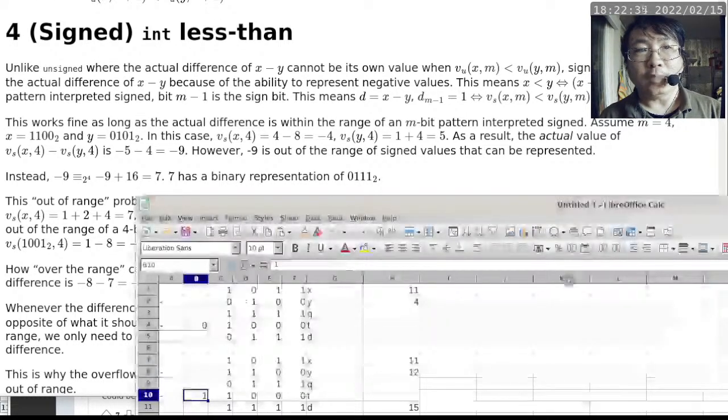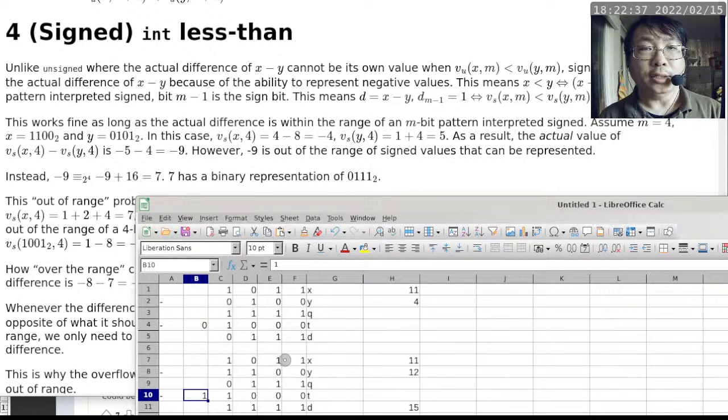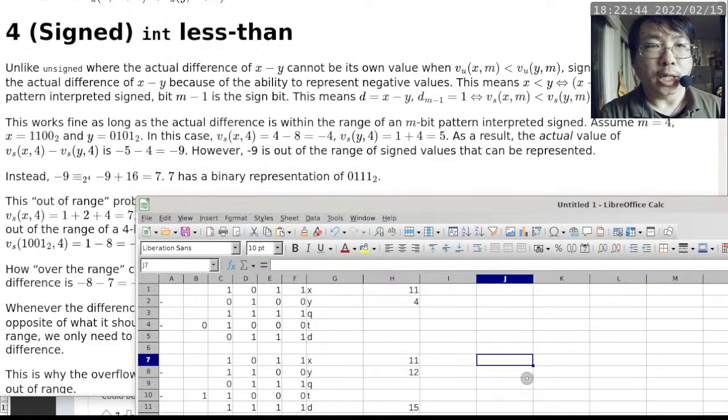Because in signed interpretation, let's just do exactly the same thing and find out what happens over here. So in signed representation, what is the signed interpretation of 1, 0, 1, 1? This is a pretty good exercise of what we just learned earlier. This is VS applied to the bit pattern of 1, 0, 1, 1. So how do we figure out the signed value represented by 1, 0, 1, 1?